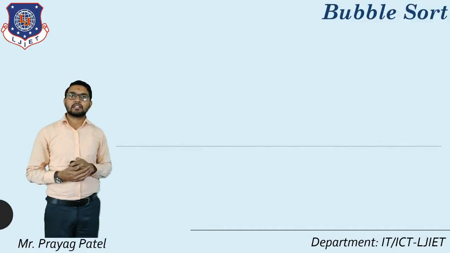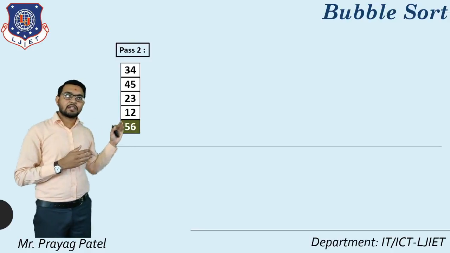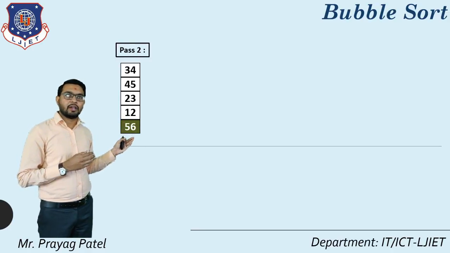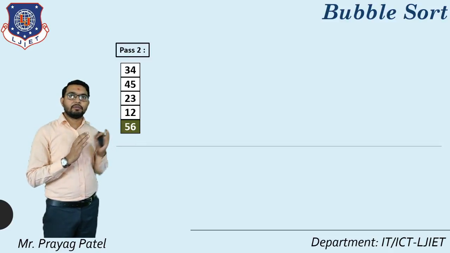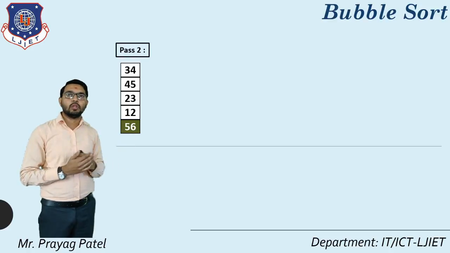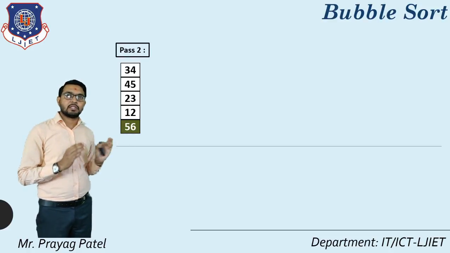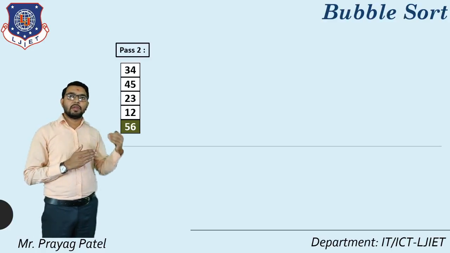Now consider the next step, step number 2 or pass number 2. In pass number 2, we already have a list according to our first pass. After finishing the first pass, the resultant array is considered as the input for pass number 2. So here in pass number 2, 56 is considered an already sorted element. Now the same process will be repeated.